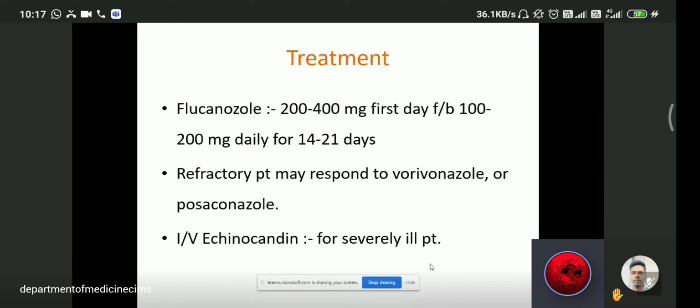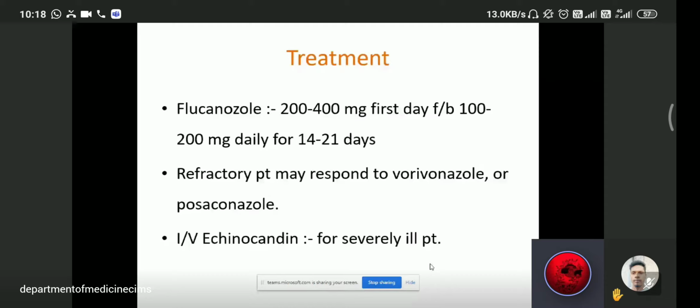A refractory patient may respond to voriconazole or posaconazole. IV echinocandins are also available for severely ill patients. These echinocandins are a group of antifungals. Fluconazole was the first drug introduced, followed by echinocandins. Echinocandins are relatively hepatic safe and renal safe.